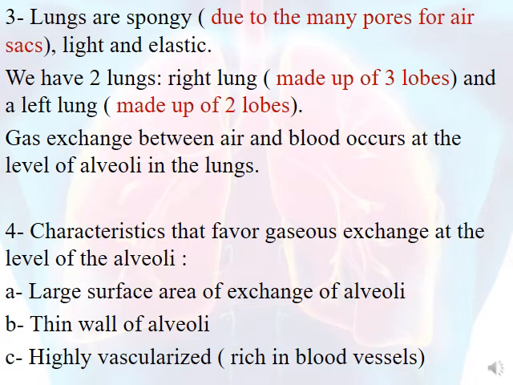Lungs are known to be spongy. Why? Because they have many pores for the air sacs, and also they are light and elastic. We have two lungs, the right lung made up of 3 lobes, and the left lung made up of 2 lobes. Gas exchange between air and blood occurs at the level of the alveoli in the lungs.